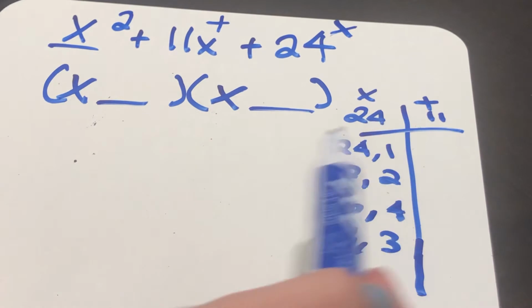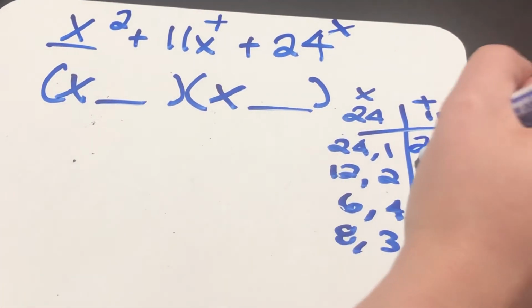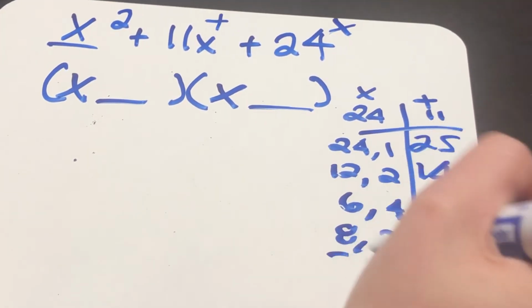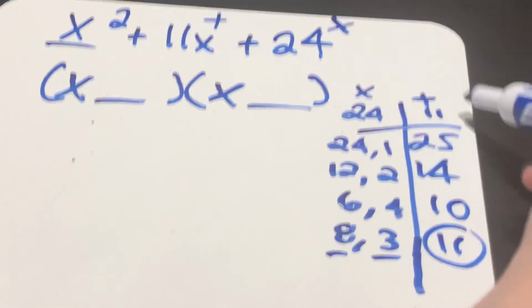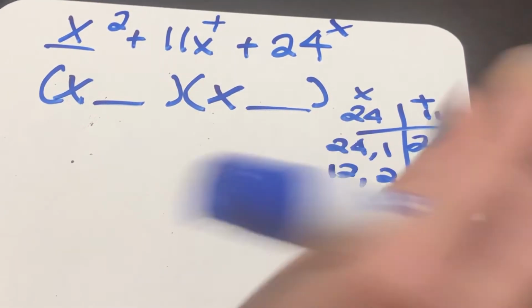24 plus 1? No. 12 plus 2? That's going to be 14. That's going to be 25. 14. If you add these, it's going to be 10. If you add these, 8, 9, 10, 11, you get the magic number, 11. So that means our magic numbers are 8 and 3.